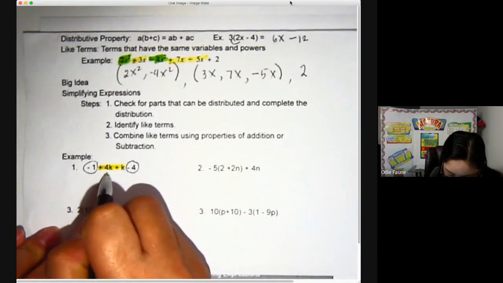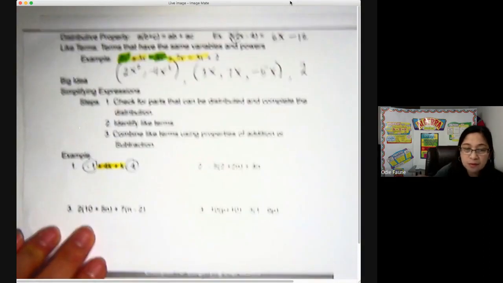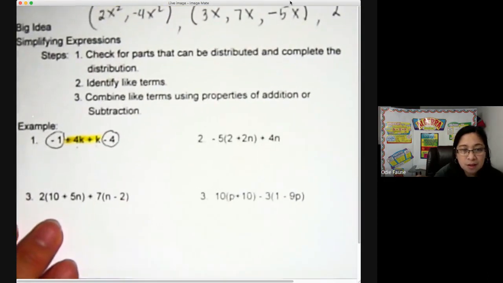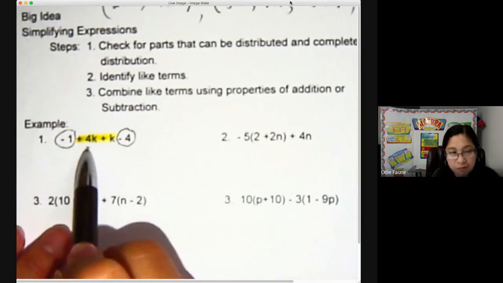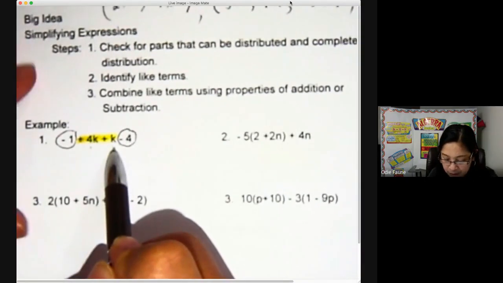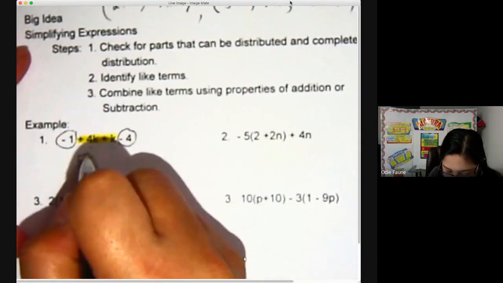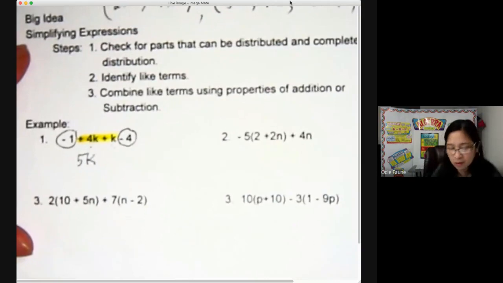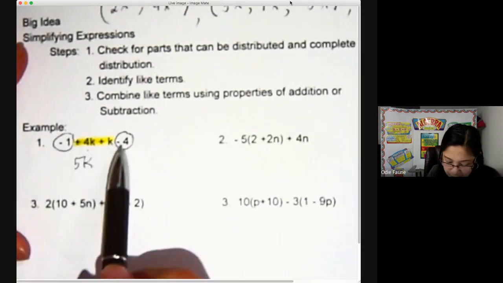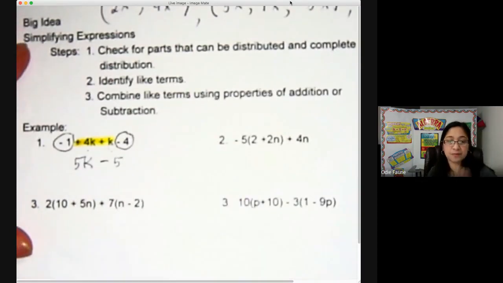So 4k plus 1k. Remember, the coefficient of a letter is the number in front of it. So the coefficient of k here is 4, and the coefficient of k here is 1. We add those coefficients. So 4 plus 1 is equal to 5, and then just attach the letter, meaning there are 5 k's all in all. Then we do the same thing here. Negative 1 plus negative 4 will be negative 5. So that's the answer.